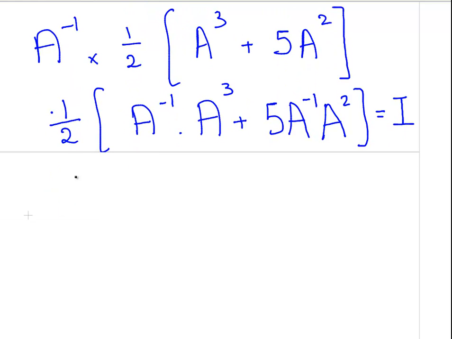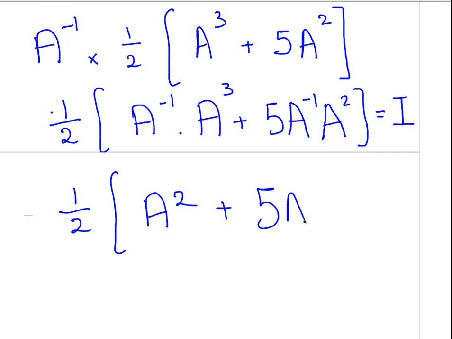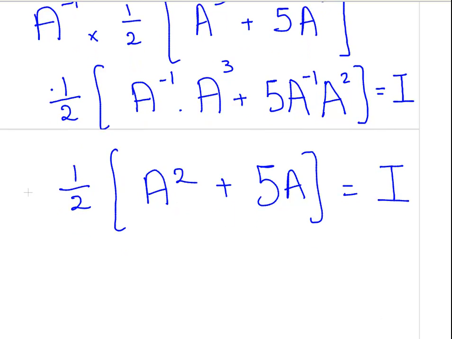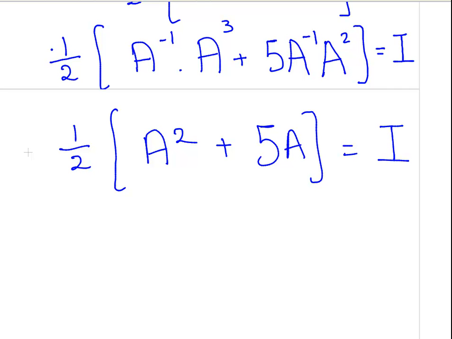So where does that leave us? Let's tidy that up now. What we're saying is 1/2 of (a to the minus 1 times a cubed is a squared, plus a to the minus 1 times a squared, times 5, is 5a), and that is equal to the identity matrix. Okay, so what does that mean for us? Well, let's just remember that I is equal to a to the minus 1 times a.